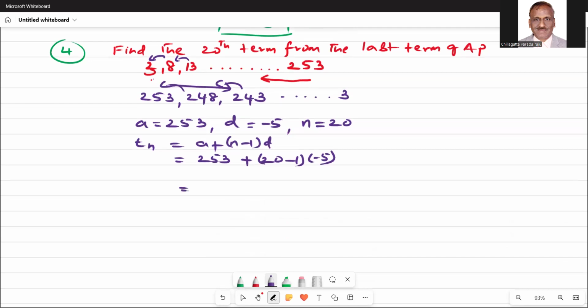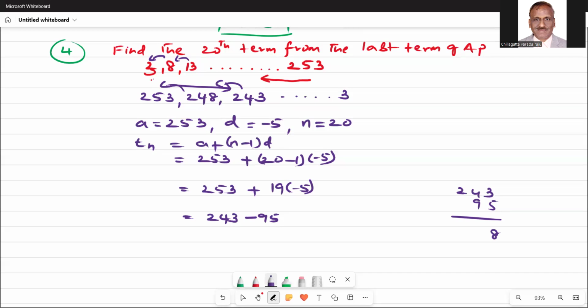So that is equal to 253 plus 20 minus 1, 19. 19 into minus 5, which is equal to 243. 19 5s are 95. So 243 minus 95 gives you 13 minus 5, 8. Then 13 minus 9. 13 minus 5, 8, no?